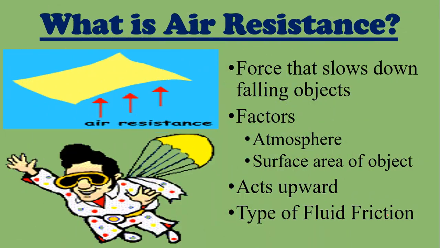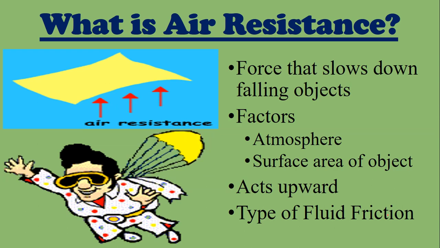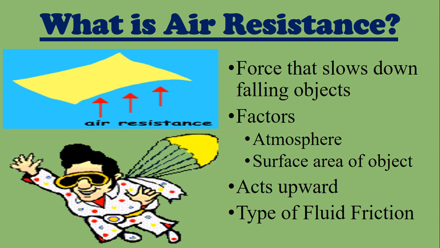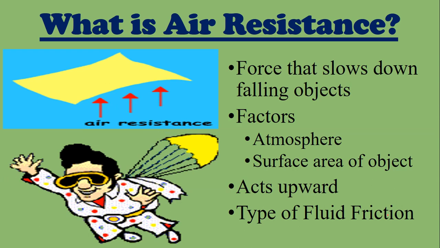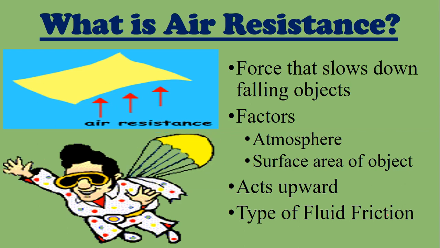Now, when we talk about friction, we have to talk about something called air resistance. It is the force that slows down falling objects. So if you're sitting somewhere, get a piece of paper and drop it and it kind of floats down. That's because air resistance is the force opposing another type of force called gravity. It allows it to float down. It's actually an upward force.